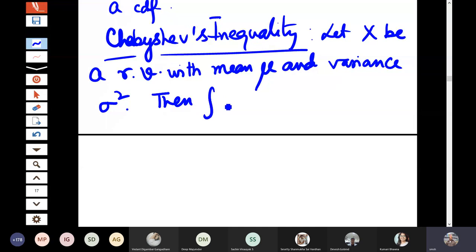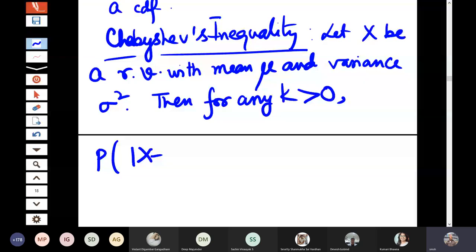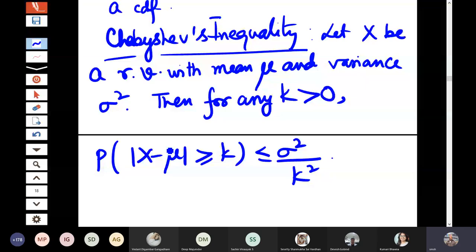Then for any k greater than 0, the probability of mod x minus mu greater than or equal to k is less than or equal to sigma square by k square. So you can see the left hand side is talking about a certain probability, and the right hand side we are talking about moment. So there is a relation in terms of inequality.